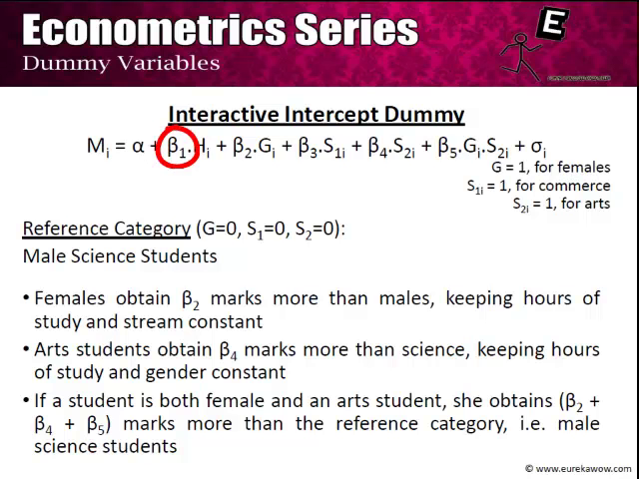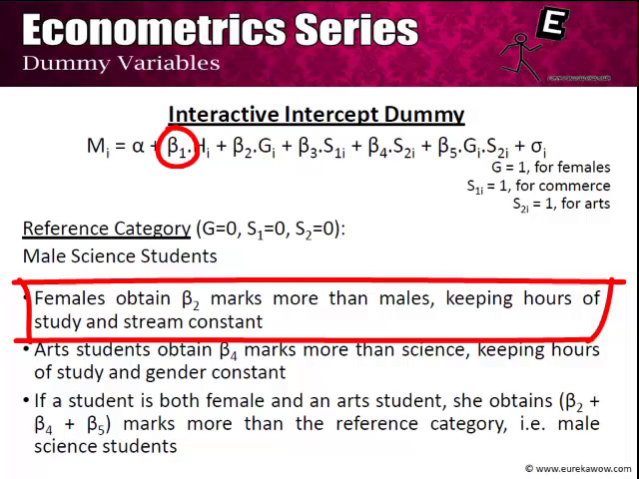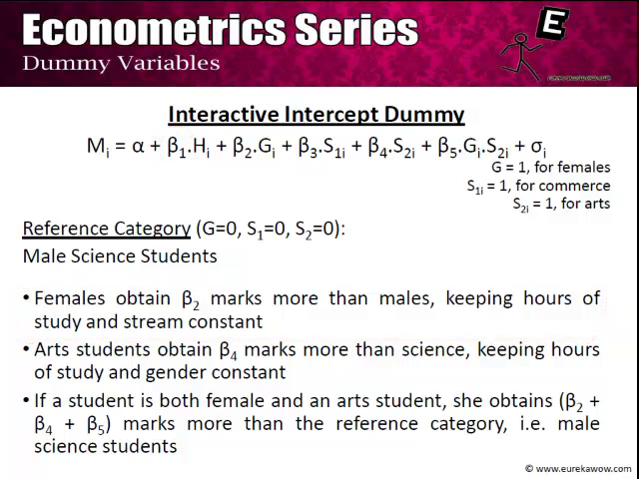The first coefficient is beta 1. So we say that keeping gender and stream constant, if a person studies 1 hour more, he will score beta 1 unit marks higher. Similarly, the interpretation for beta 2 is that female students obtain beta 2 marks more than males, keeping hours of study and stream constant. Similarly, we can also talk about the other coefficients.